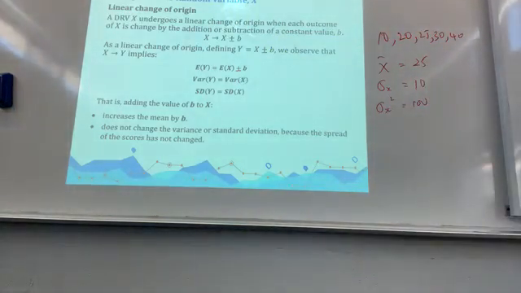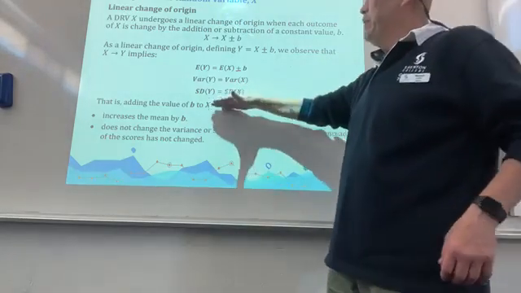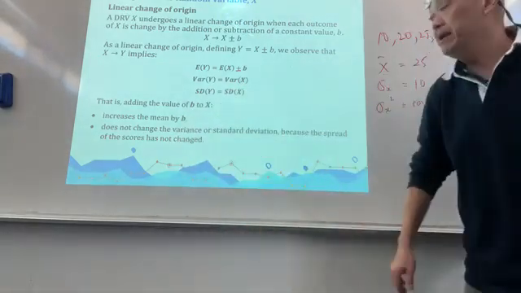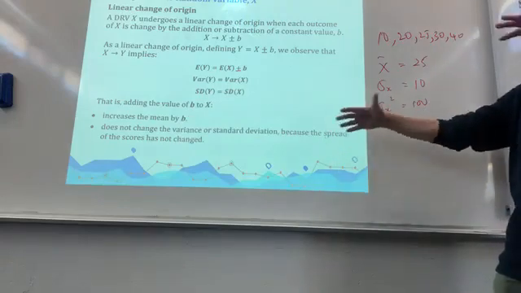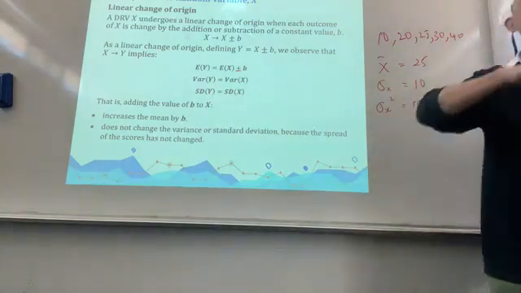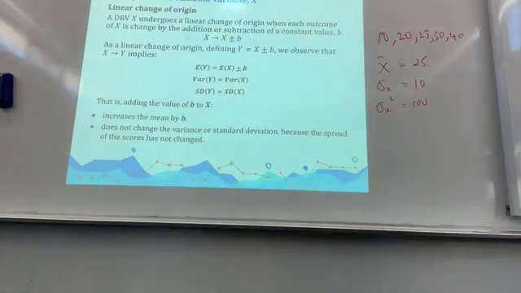So therefore, the variance of x is the same as the variance of y. The standard deviation of y is the same as the standard deviation of x. So, quick summary. Adding the value of b to x increases the mean by b. It does not change the variance or the standard deviation because the spread of the scores remains the same. No change at all. Alright?